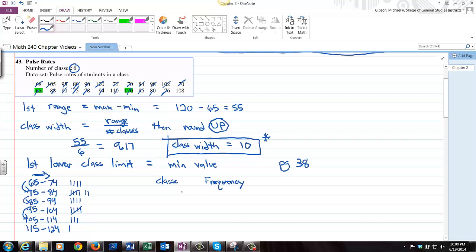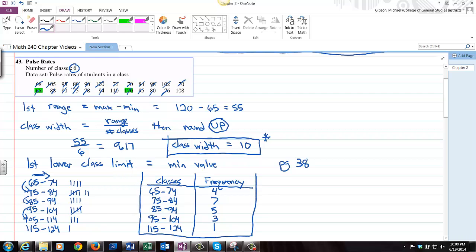here's our answer then. Our classes: 65 to 74, 75 to 84, 85 to 94, 95 to 104, 115 to 124, then our frequency is 4, 7, 5, 3, 1, and there is our frequency distribution for this question.